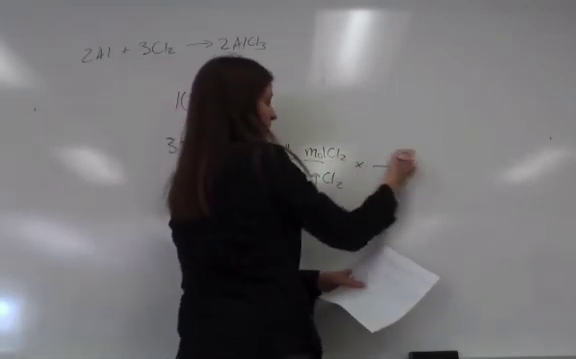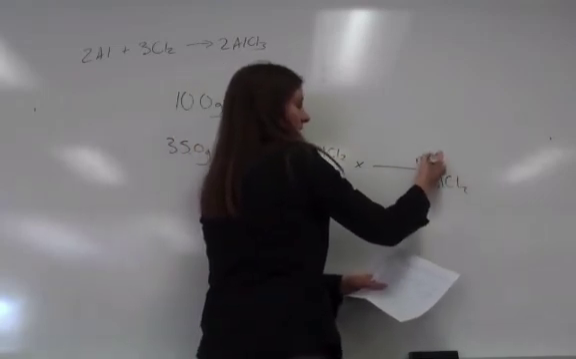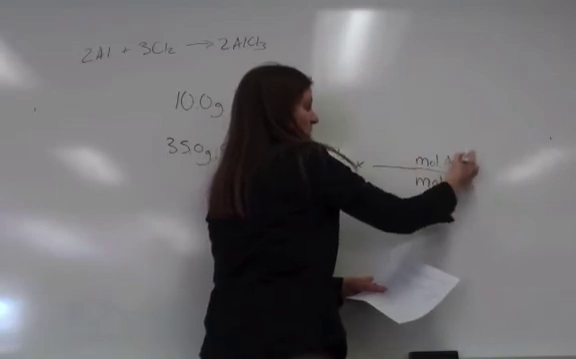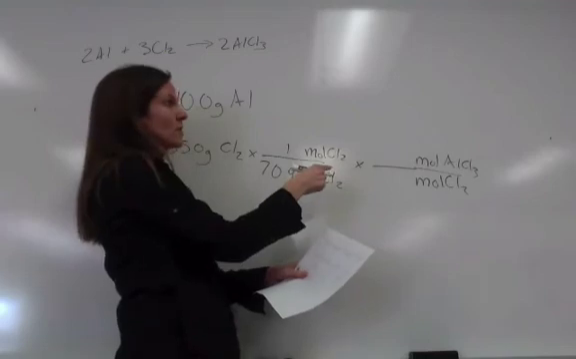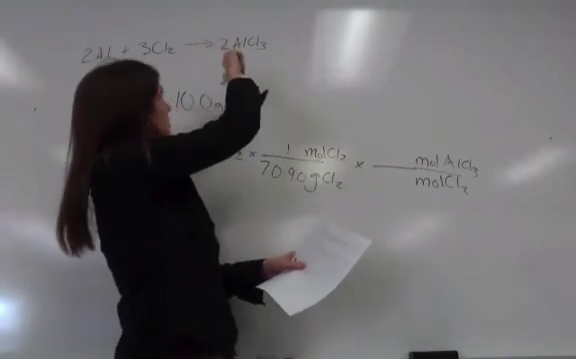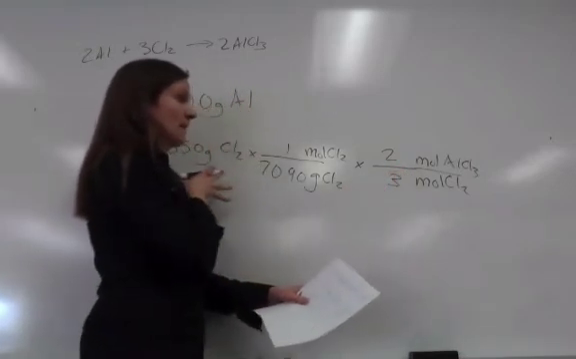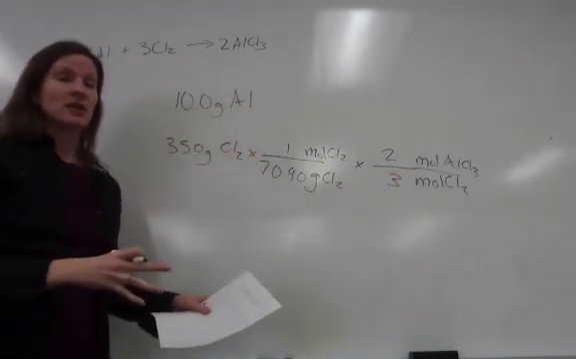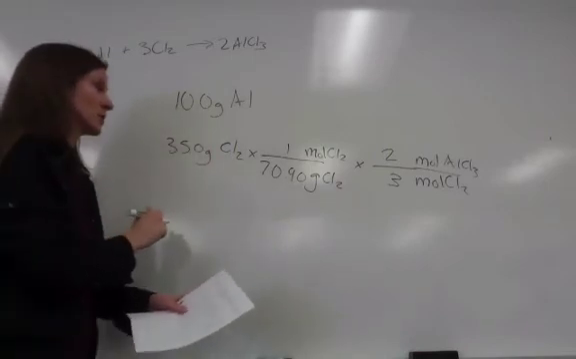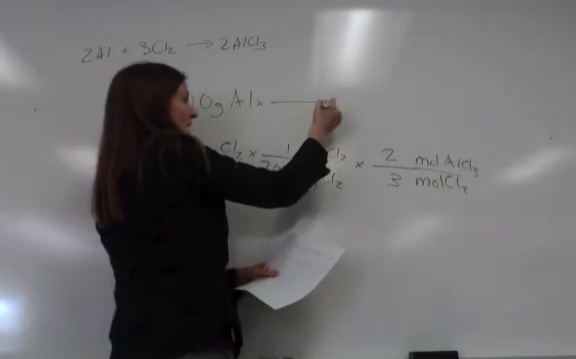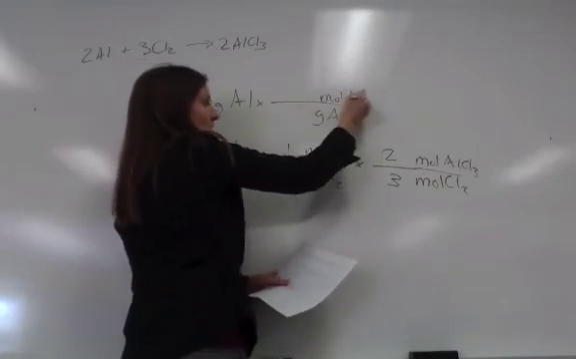And then from moles of chlorine, I convert to moles of that product, which is the aluminum chloride. The relationship of moles of aluminum chloride to moles of chlorine are your coefficients. So it's 2 to 3. Executing this stoichiometric calculation will tell me how many moles of aluminum chloride can be made from 35 grams of chlorine. I do the exact same thing to aluminum so that I can compare my numbers.